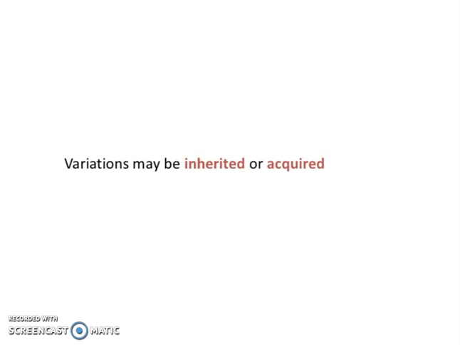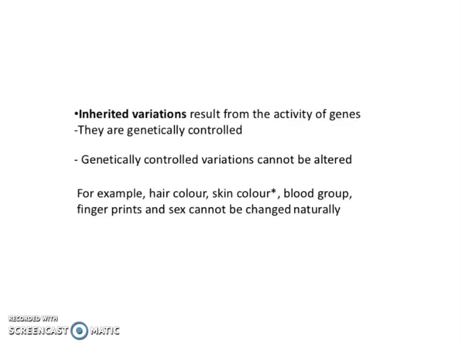Variations may be inherited or acquired. What is the meaning of inherited variation or acquired variation? Inherited variation results from the activity of genes. They come genetically, transferred from the parents to the young ones. Genetically controlled variations cannot be changed, like hair color, skin color, blood group, fingerprint, and gender. They cannot be changed naturally. So we call them inherited variations. They come from the genes. They are also called genetic variations.